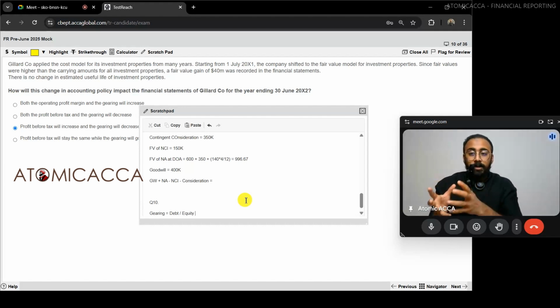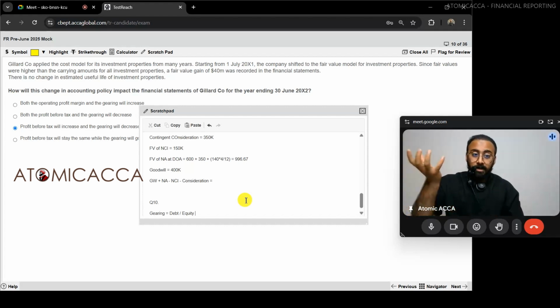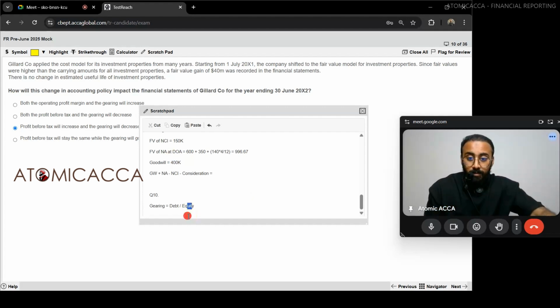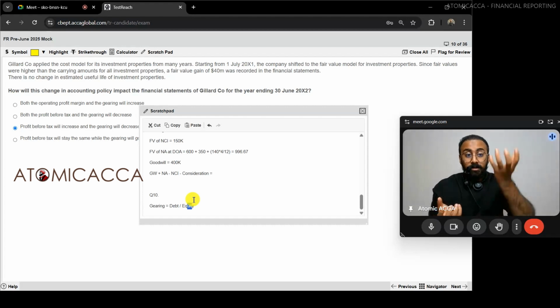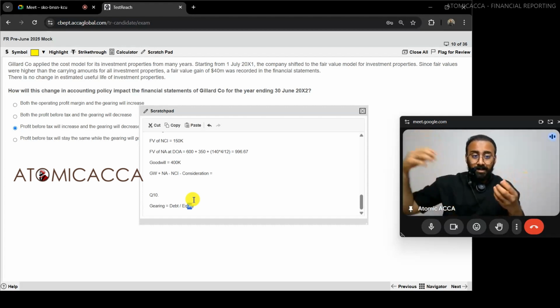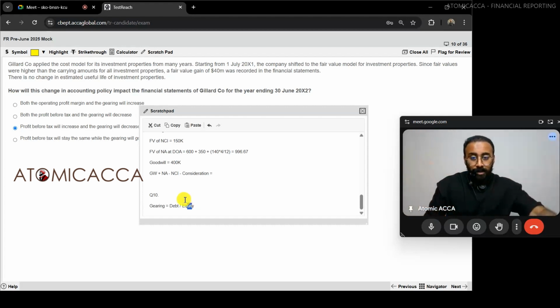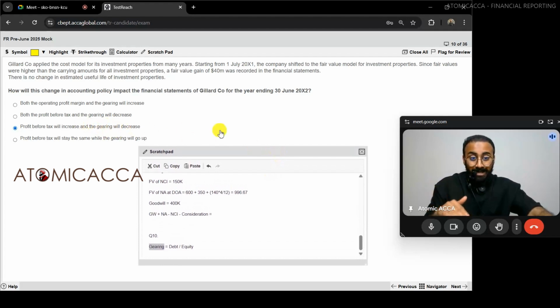Now we said that profit before tax will increase because of the gain. When profit before tax goes up, profit after tax goes up. If profit after tax goes up, retained earnings within equity will go up. That means the overall equity figure goes up. When the denominator goes up, the other one will go down, meaning this is inversely proportional. So if equity is going up, gearing will fall.